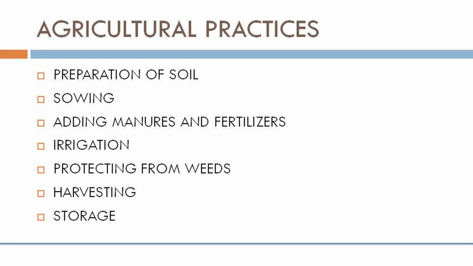For cultivating crops, various activities are performed which are called agricultural practices. It includes 7 steps, that is preparation of soil, sowing of seeds, adding manures and fertilizers to the soil, irrigation, protection from weeds, harvesting and storage.